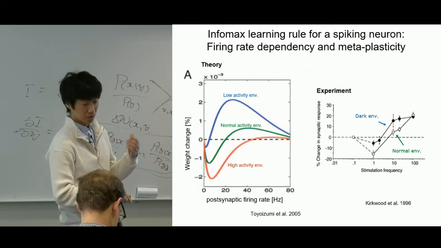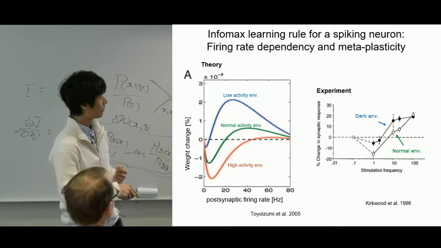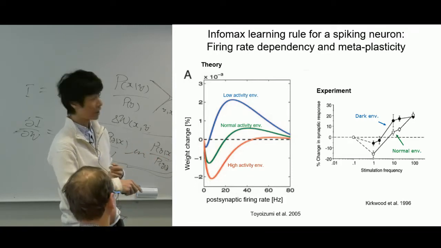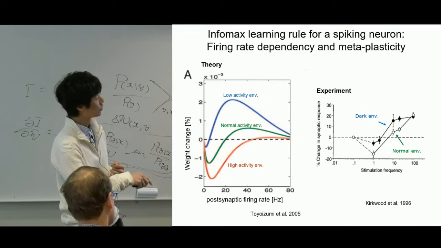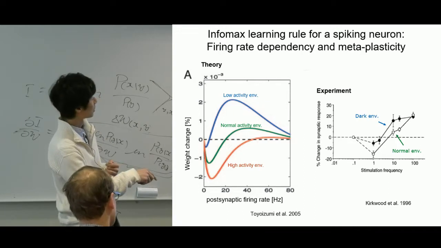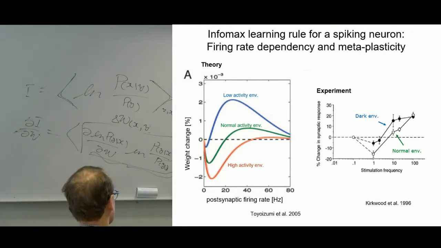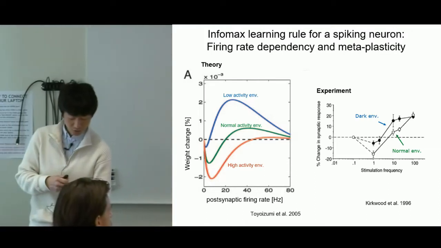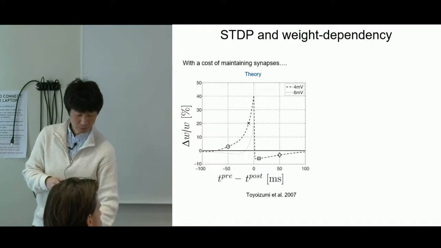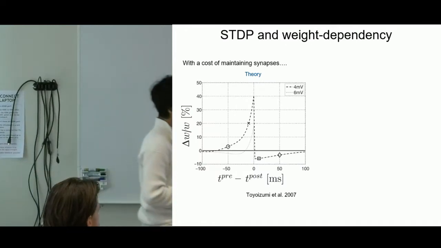But when the slice is taken from visual cortex of a dark-reared animal, then the curve is shifted, like a shift from this green curve to the blue curve. So information maximization can tell us some interesting features of real plasticity rules.